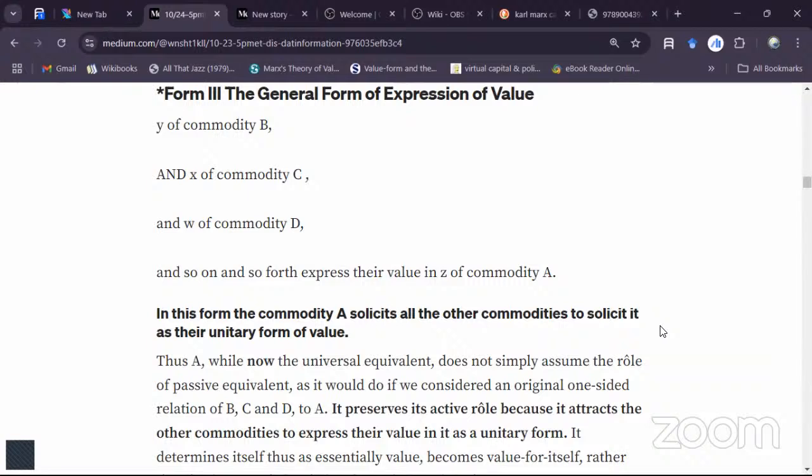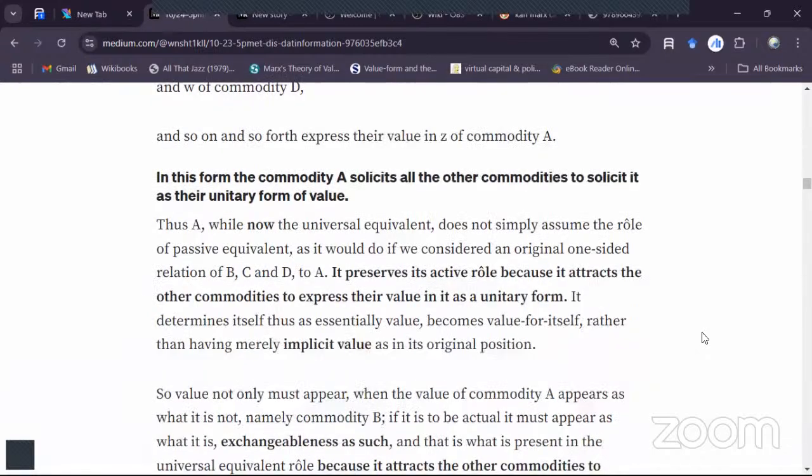Thus A, while now the universal equivalent, does not simply assume the role of passive equivalent, as it would if we considered an original one-sided relation of B, C, and D to A. It preserves its active role because it attracts the other commodities to express their value in it as a unitary form. This is a lot of yammering, but it is about the difference between individualism and collective activity. It suggests another set of activities, cooperation, if you want to extrapolate further, but that's down the road. It determines itself thus as essentially value because it becomes value for itself rather than merely implicit value as in its original position.